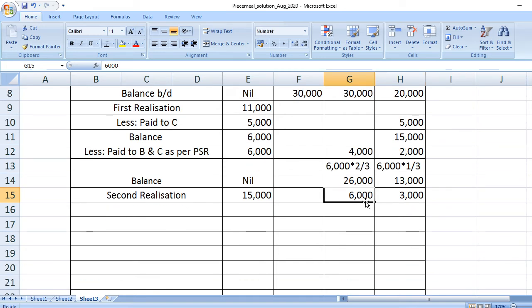So this particular amount we will pay. So less paid to B and C.